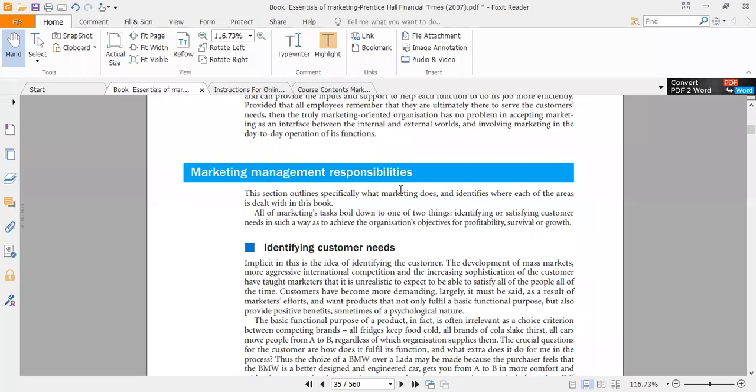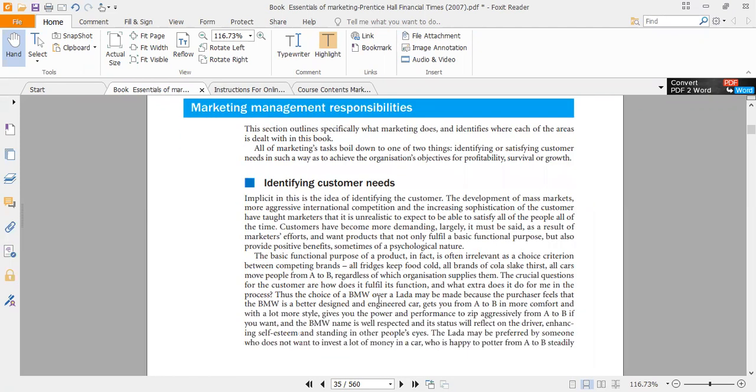Marketing management responsibilities. There is always a marketing manager, right? So what are the prime responsibilities of the marketing manager, or the marketing department, or the marketing management? Number one is identifying customer needs. We have clearly discussed that this is the job of marketing people to identify customer needs. So no more discussion regarding this topic.